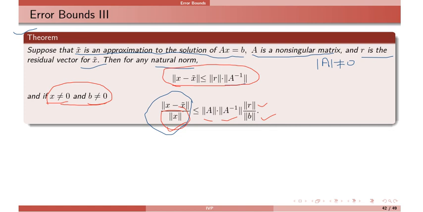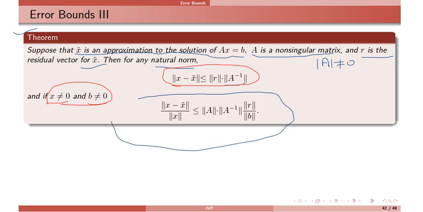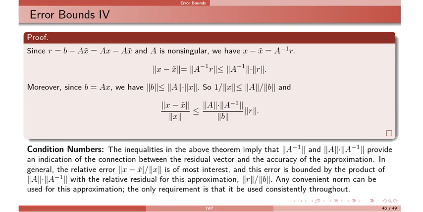So this theorem finds the relative error bound. This is the final formula, and you need to memorize it to solve the problems. And the proof is quite short. So how do we prove that?